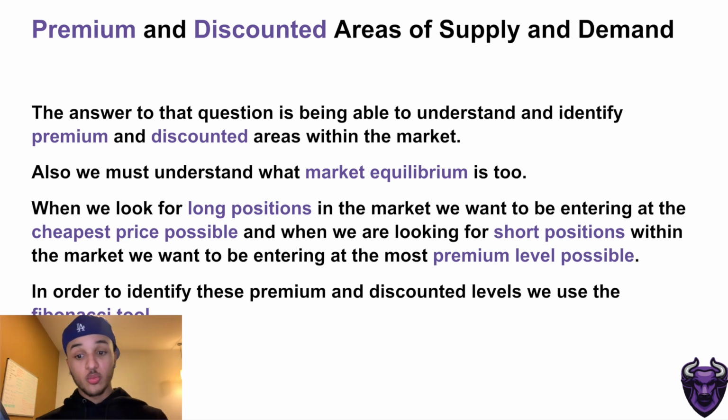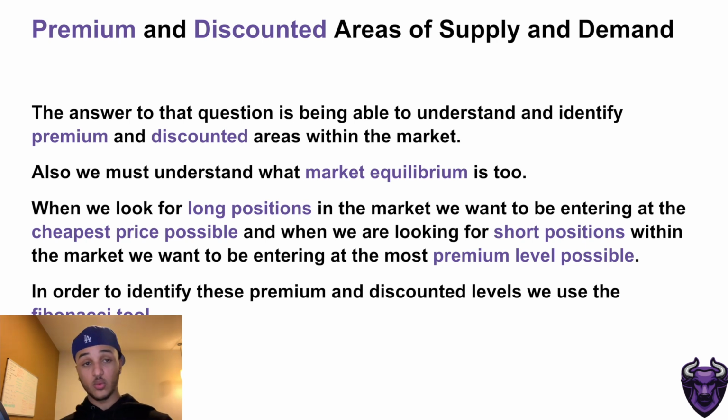So when we look for long positions in the market, we want to be entering at the cheapest price possible. What I mean by that is we want to be getting in at the most discounted area. The further away from the market equilibrium, below the market equilibrium, is considered more discounted, and we want to be getting in at the cheapest price possible so that we can also maximize our gains. But it's also a confluence, and it increases the likelihood of this trade going in our favor, getting in at a more discounted price.